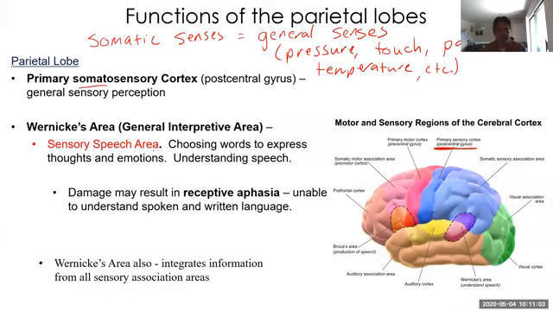And it's a sensory speech area because it allows you to understand speech. So hopefully you can understand the words that are coming out of my mouth. Hopefully you can understand the words and read the words that are on the page right now because you're using your Wernicke's area.